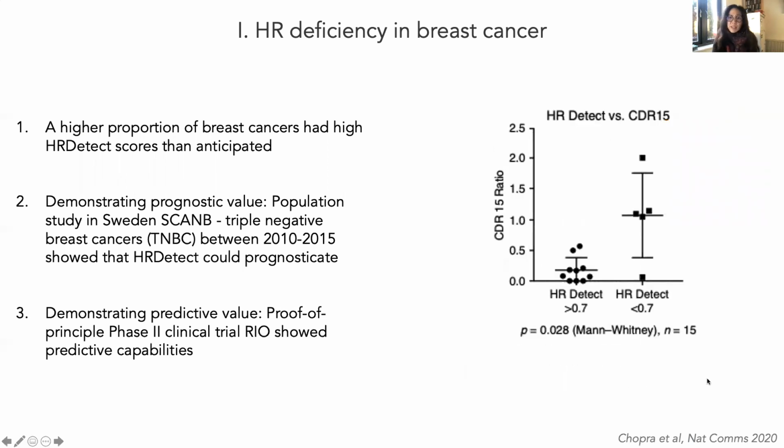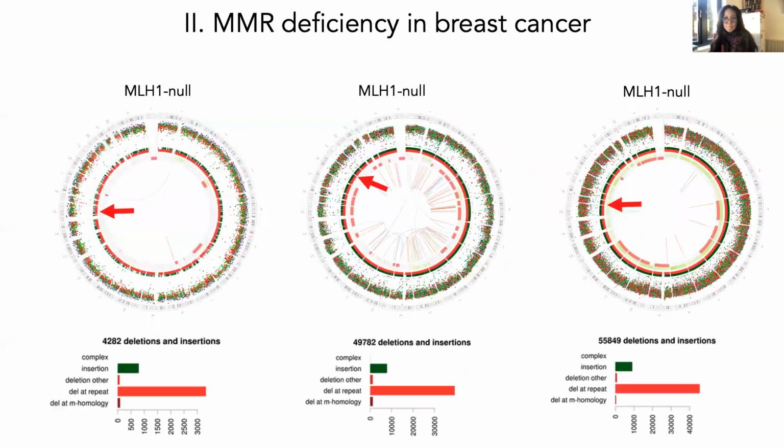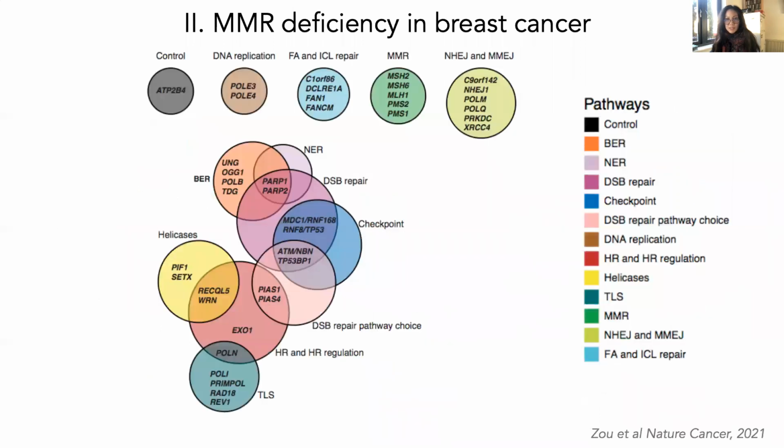In fact, the HR deficiency signatures in the form of HRDetect have been shown to have early predictive capabilities as well, underscoring the value of using combined signatures of HR deficiency for clinical purposes. So I'm going to move on to another repair deficiency, which is mismatch repair. This has been observed at a relatively low frequency, 1 to 2% of the total breast cancer population. They have a high burden of substitution and indel mutations and look very different to BRCA deficient cancers. And the arrows are pointing to the indel component, which is almost a solid ring in these MMR deficient cancers.